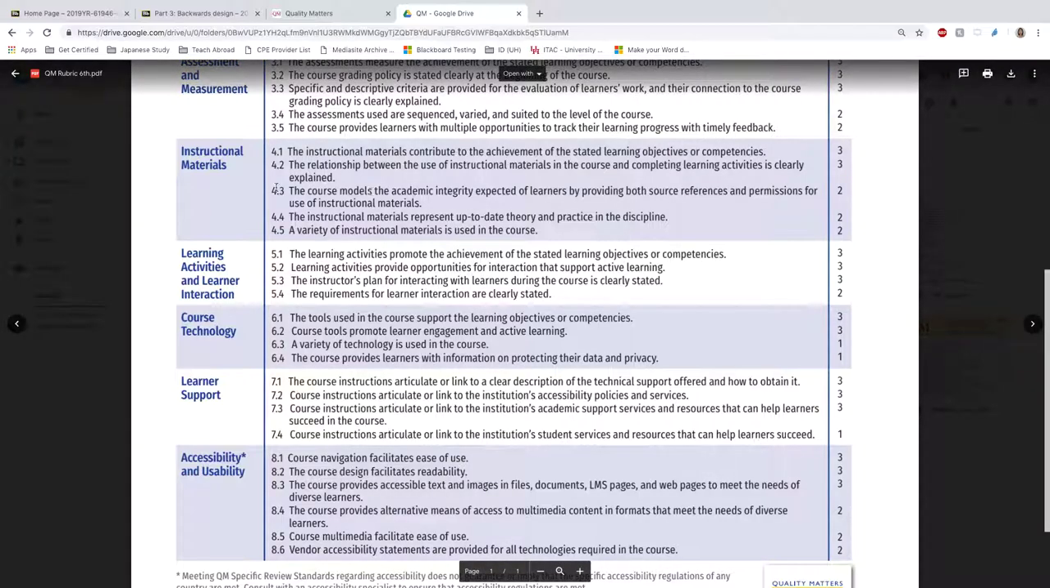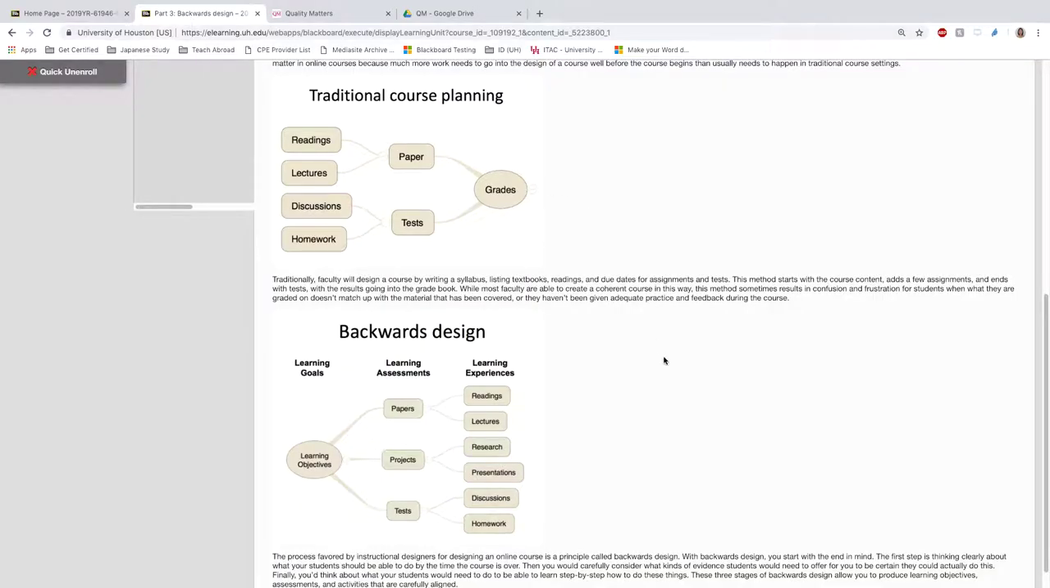Okay? Another thing that we looked at was backwards design. We want faculty to take a backwards design approach in planning their course. Traditionally, when instructors plan their course, they often begin with activities like readings, lectures, discussions, and homework. And then they plan their tests or assessments, and that results in some grades.